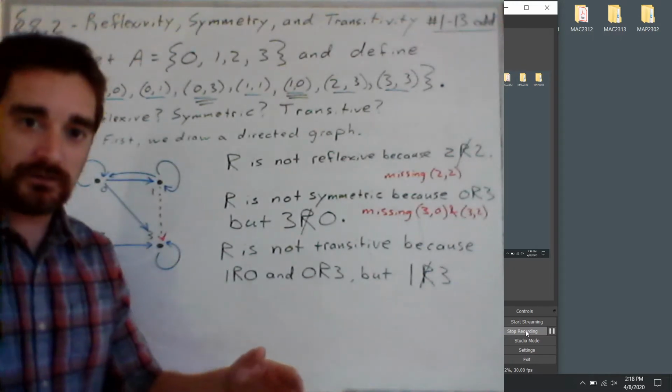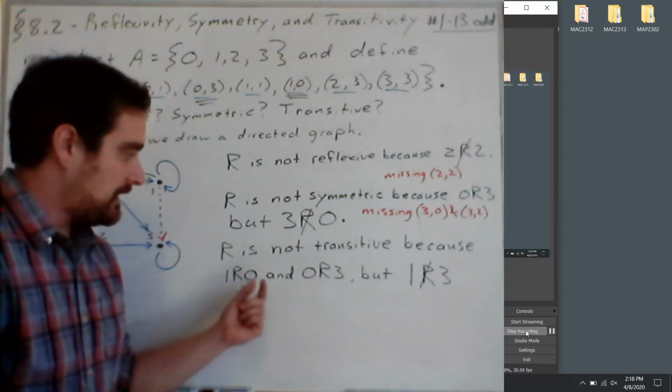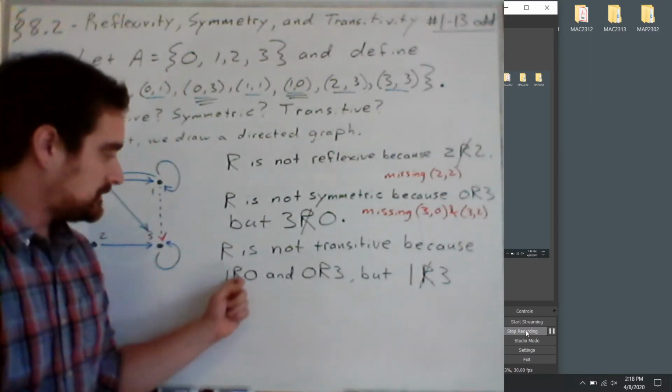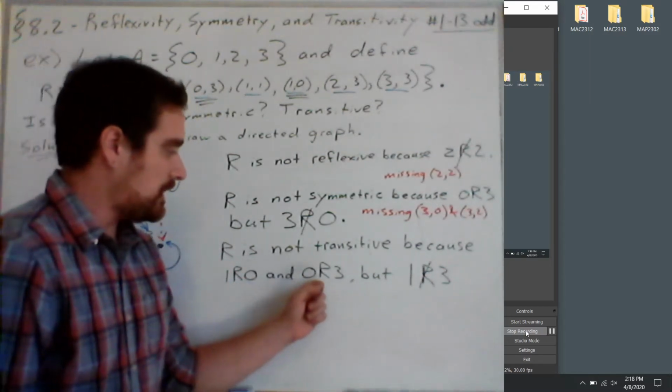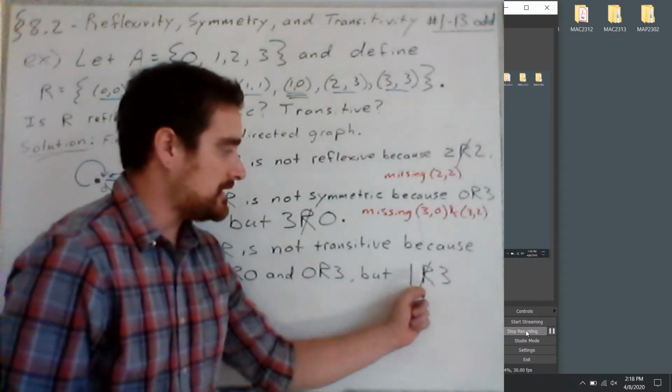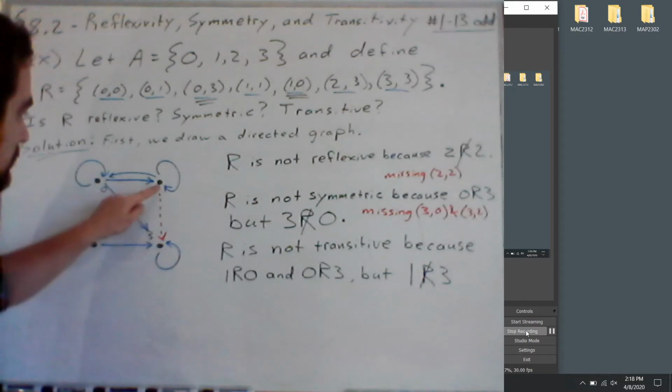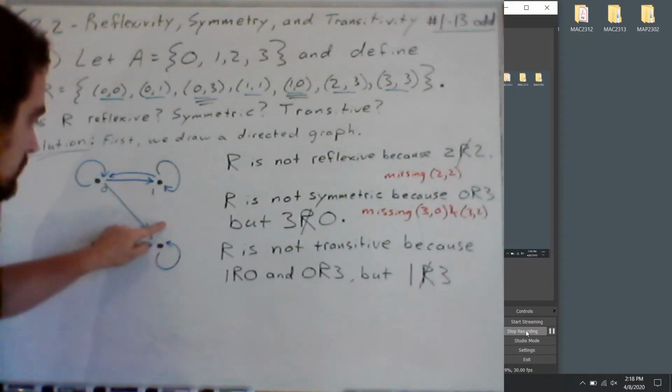Again, go back and look at the definition. You need this and this to imply this, meaning xRy and yRz must imply xRz. We don't have directly x to z. In this case, they're specific numbers 1 and 3.